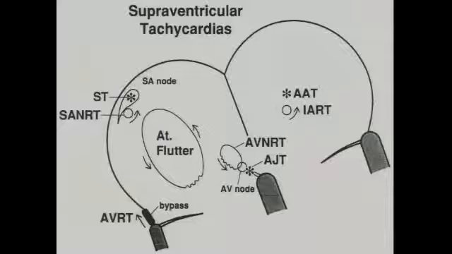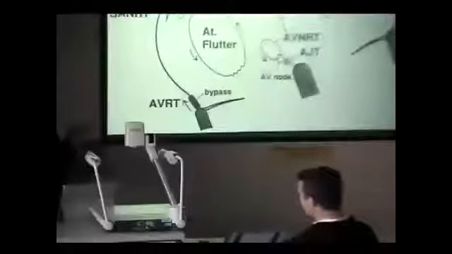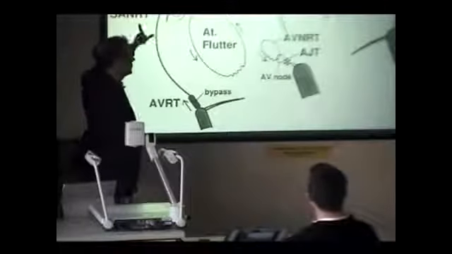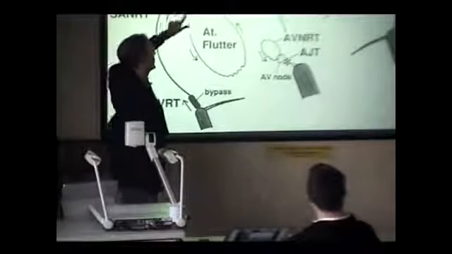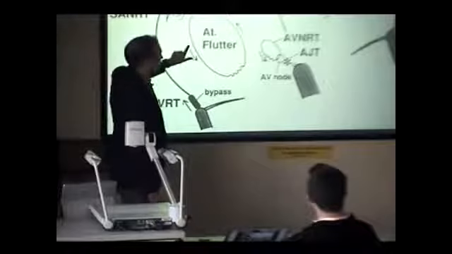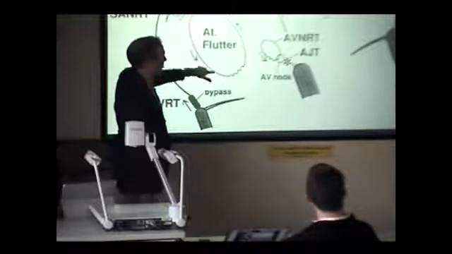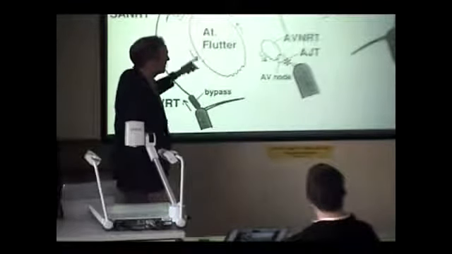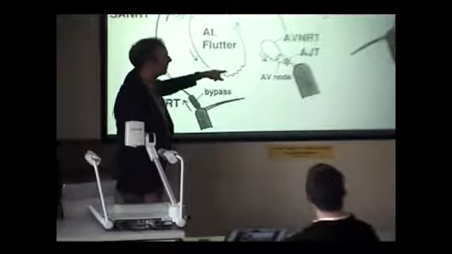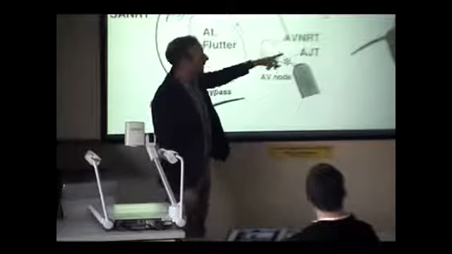So these are the supraventricular tachycardias. We talked about all of these. You can have sinus node reentry. That's just a reentrant circuit around the sinus node. You can develop atrial flutter. This is typical atrial flutter. It can go counterclockwise or clockwise around the tricuspid valve. Atypical flutter is on the left side.